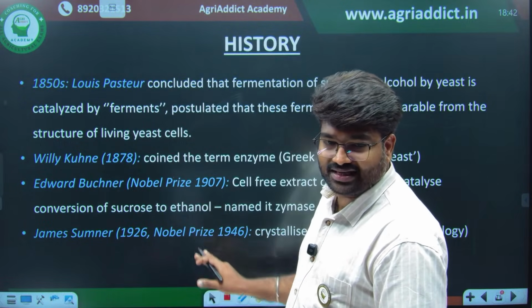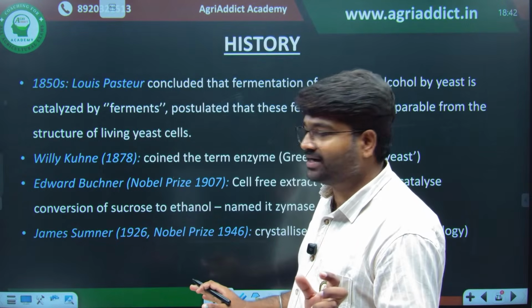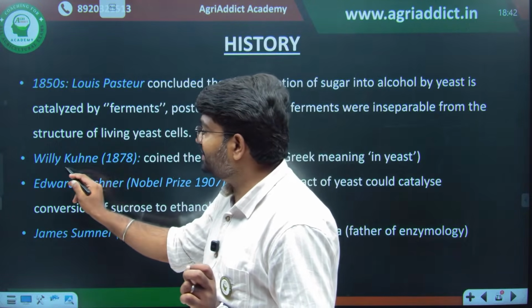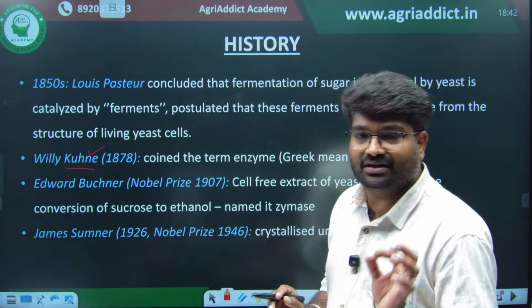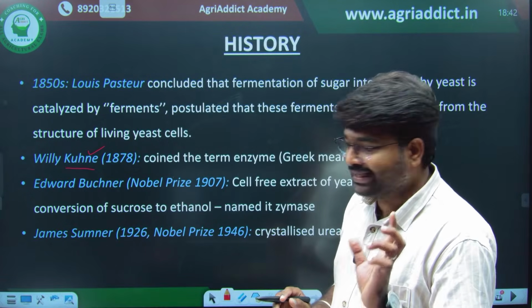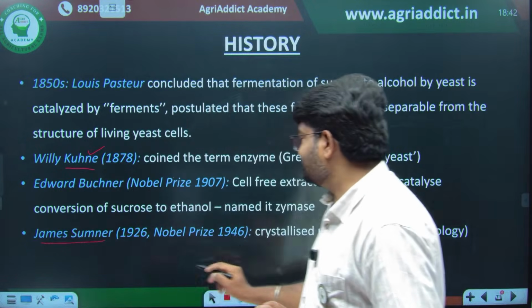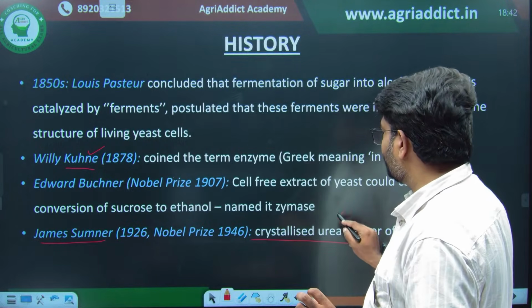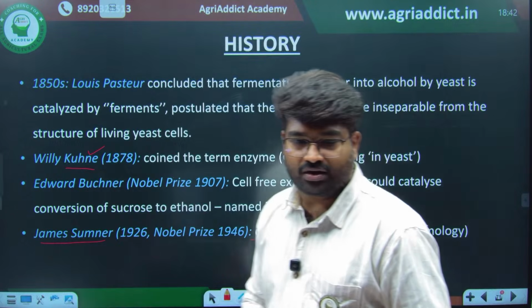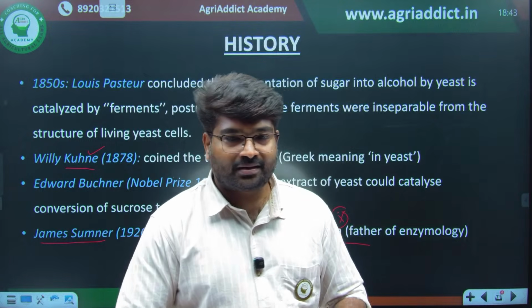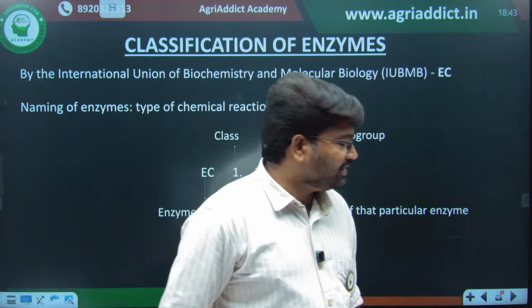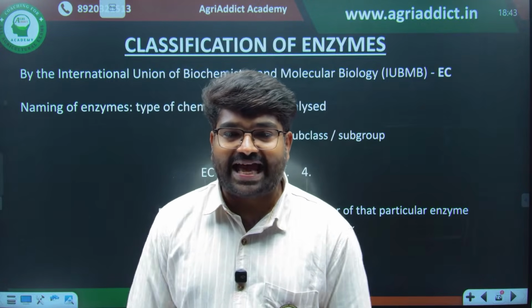Now we are going to see the brief history. In this history, the key thing you have to remember is who gave the term enzyme. Kuhne gave the term enzyme. This is very important. Then James Sumner crystallized the enzyme urease. These two are very important points you have to remember. Now we are going to see the classes of enzyme.